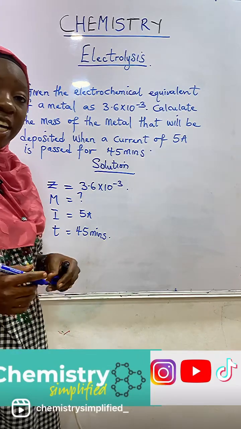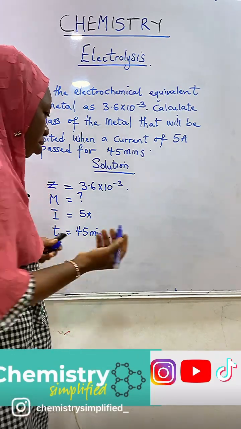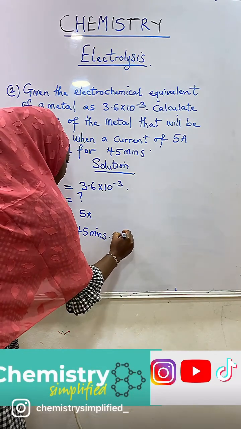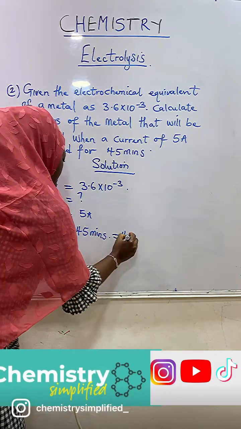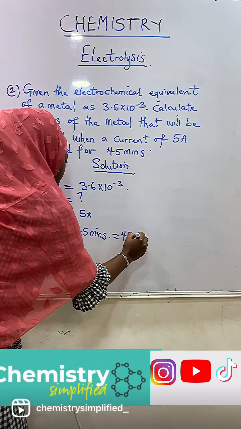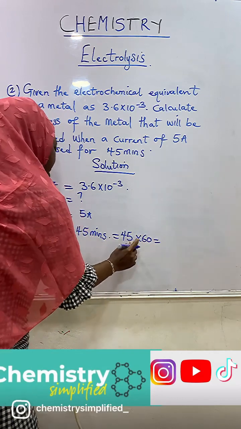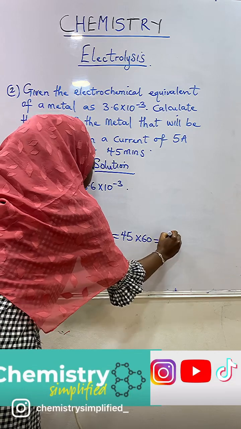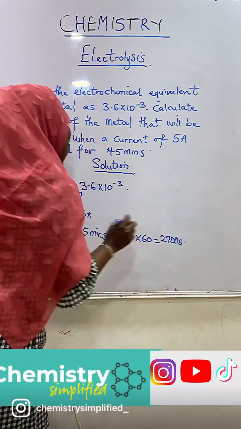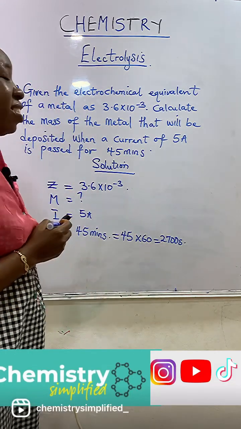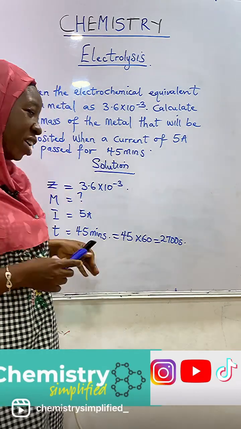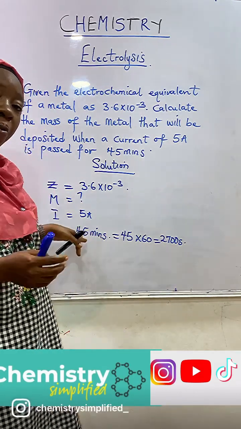So let's quickly convert our time to seconds. How do we go about it? Remember, this is already in minutes. So what you're going to do is you only multiply the 45 by 60. And when you multiply your 45 by 60, what you get is 2,700 seconds. So that is that.